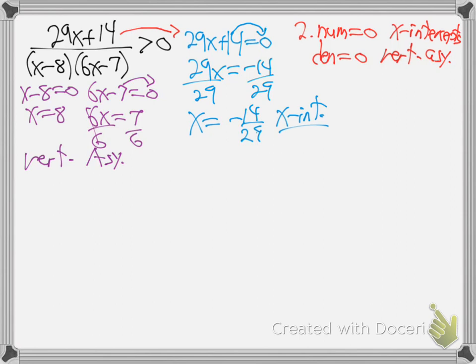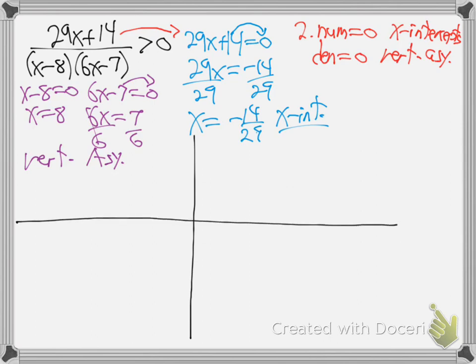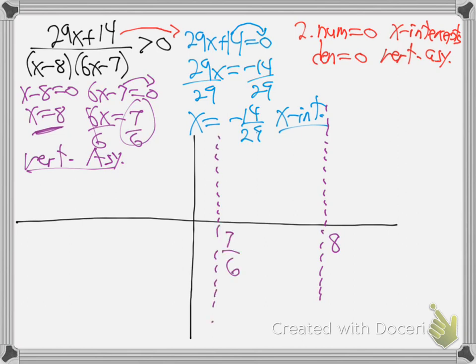So now we're ready to think about the graph. Okay, so now I've got to put those places on the graph. So first off, x equals 8. That's going to be way over here, at 8. It's a vertical asymptote, right? And 7 sixths. What's that? That's a little more than 1, so maybe like right here. And then minus 14 29ths. So that's about like minus a half or something.